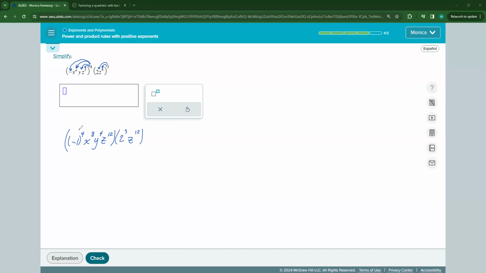All right, so -1 to the 4th is -1 times -1, which is +1, times -1, which is -1, times -1, which is 1. So this is just a 1. And then we have the x, there is 8 of them. Y to the 4th, z to the 12th. Now, 2 to the 3rd, this is 8. And then we have the z to the 12th. So 1 times 8 is 8. X to the 8th, y to the 4th, z to the 12 plus 12 is 24.